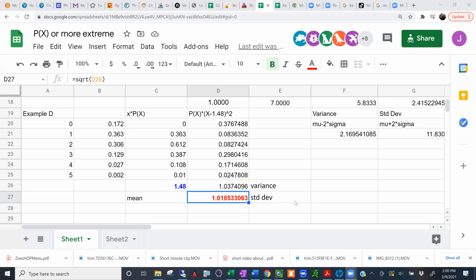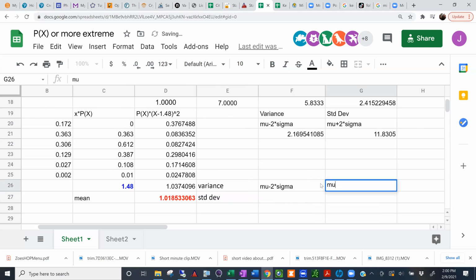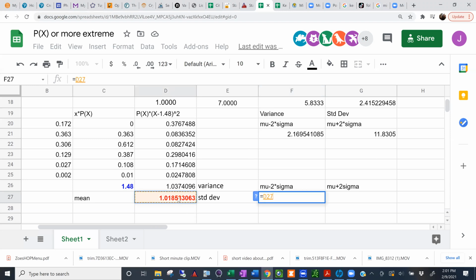Okay. Let's find mu minus 2 sigma and mu plus 2 sigma. Could you click on D20? I just want to see the formula, like what you entered for that. There you go. It's just a square root of the number above it. No, D20, not 27. Oh, D20. Oh, my bad. All right, thank you.